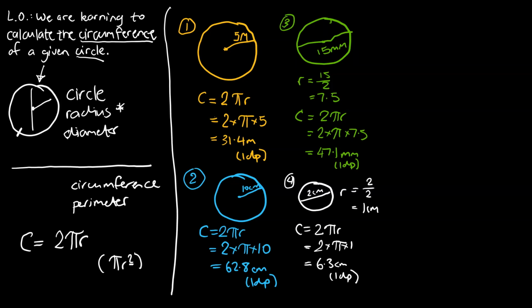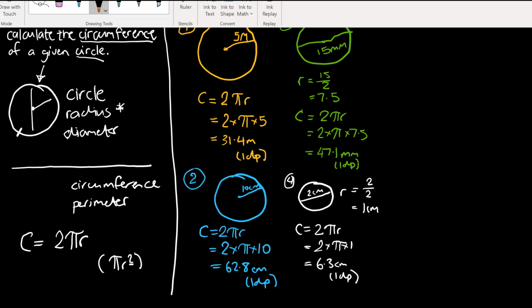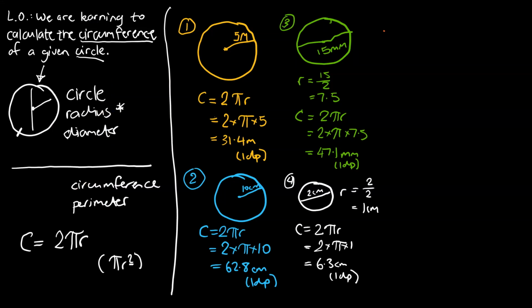So hopefully you're finding the first examples relatively straightforward. You need to identify, are you using the radius, are you using the diameter? Now let's change pen color. Let's get into a few harder questions, a few extension questions to finish up with. So question 5. Okay, so let's say we've actually got a half circle, not a full circle. How would we find the circumference or the edge of this circle? And let's say we've been given a radius of 6 meters.